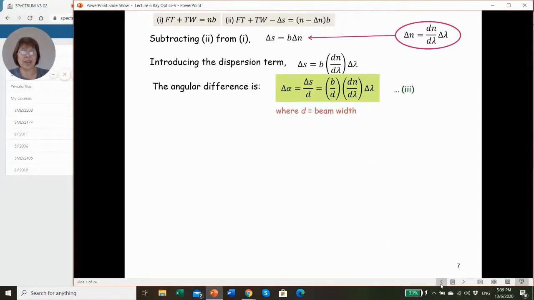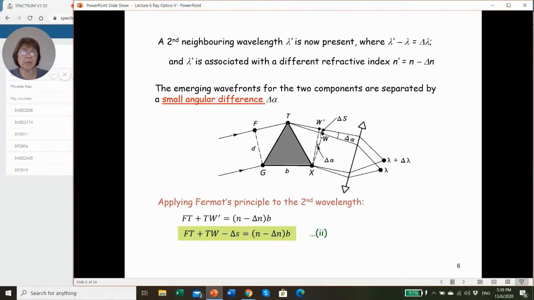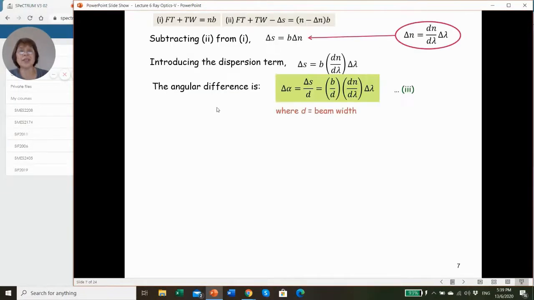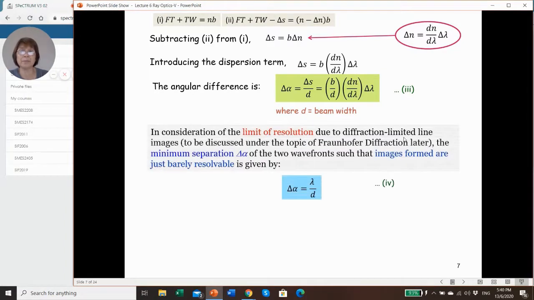Now from the previous diagram here, delta S is equal to the width of the beam, given by D, multiplied by this angle delta alpha. Hence, delta alpha equals delta S divided by D, which is the width of the beam. And substituting delta S here, we will get B divided by D multiplied by the dispersion term dN/d lambda multiplied by delta lambda. And that's equation 3 here.